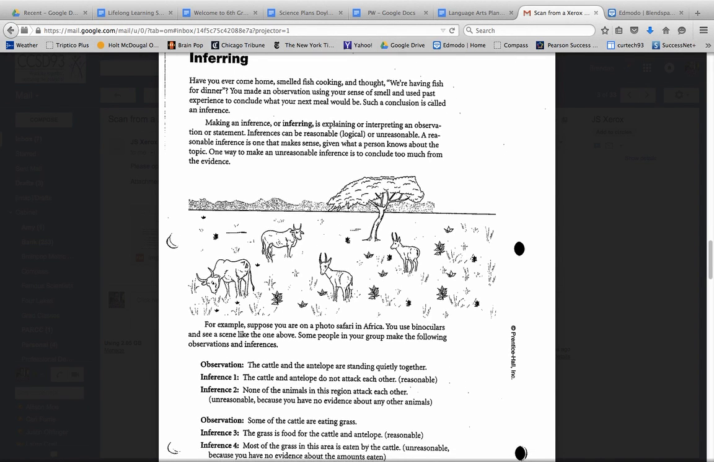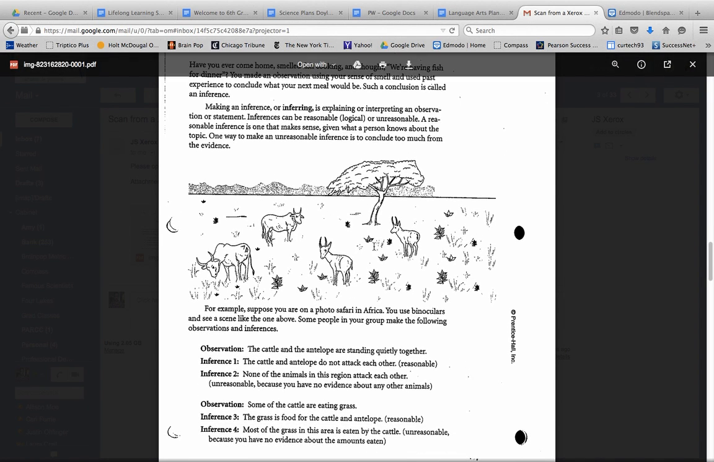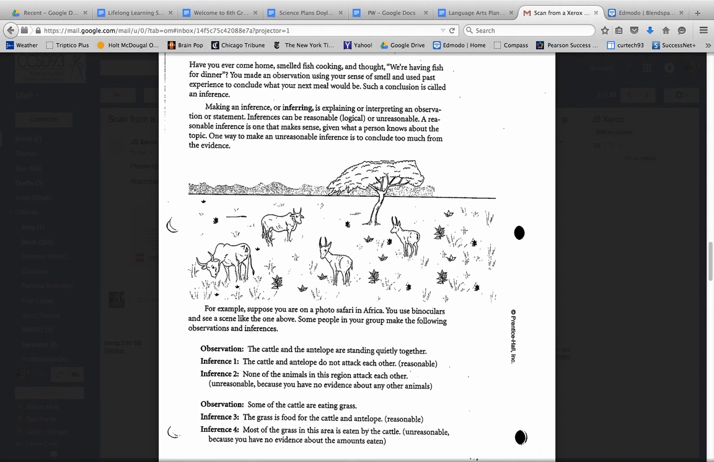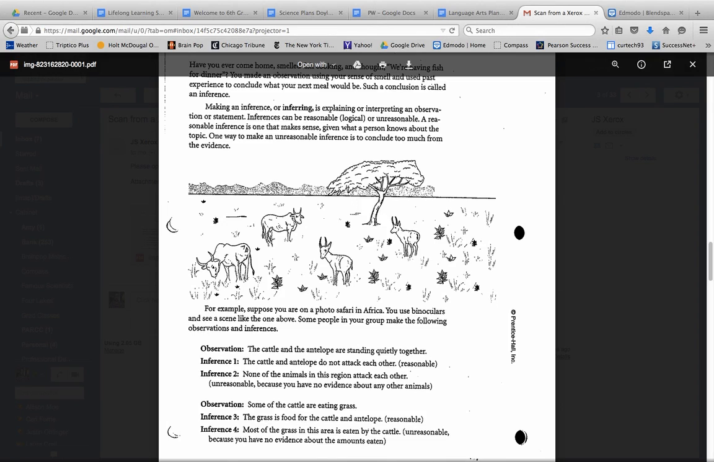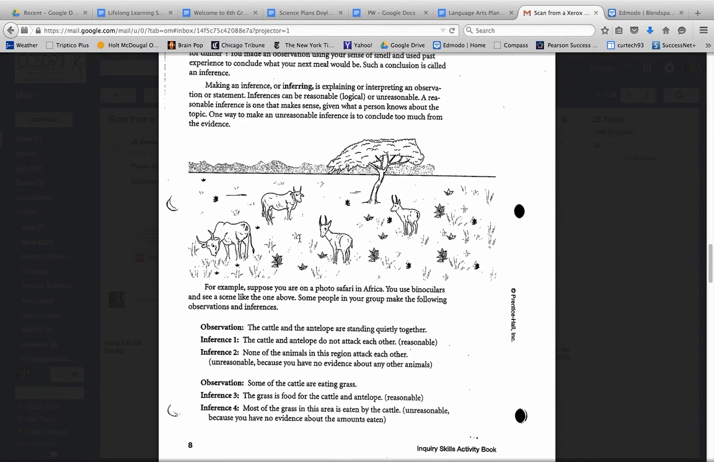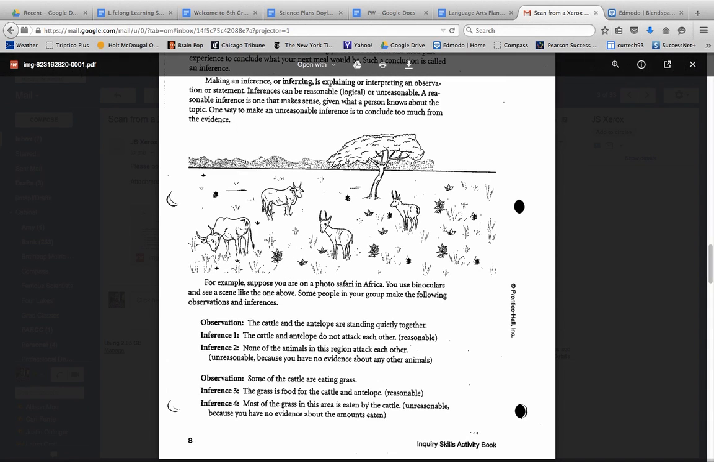So for this activity, you'll look at these animals and make observations like, oh, there's 4 animals and there's 1 tree. This animal is looking towards me. That would be an observation. But then you can make inferences based on that, like, well, the animals aren't attacking each other, so they must not be predator and prey. Okay, so an inference kind of explains your observation.